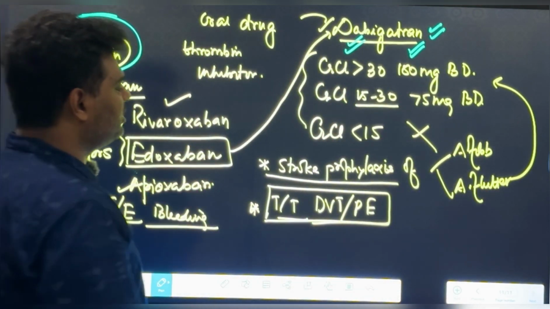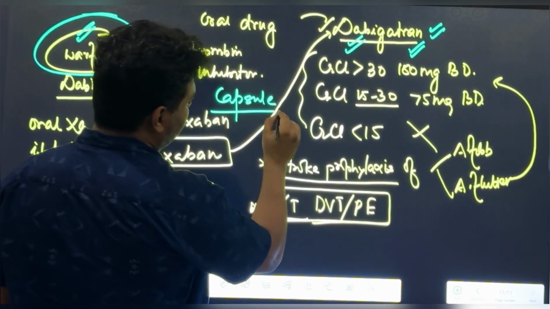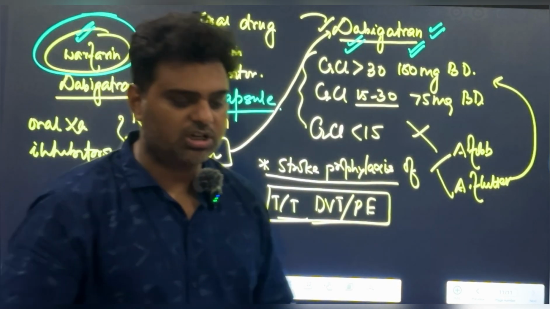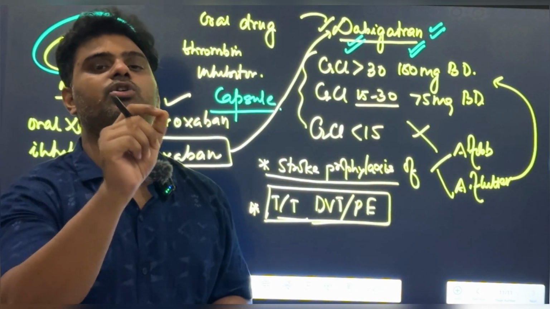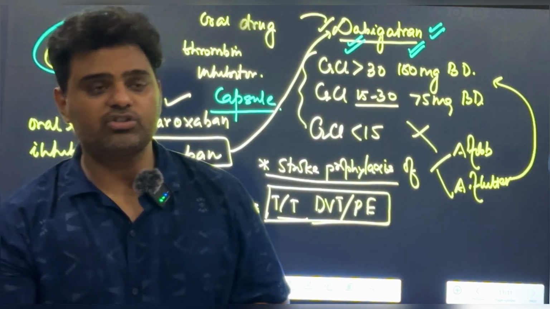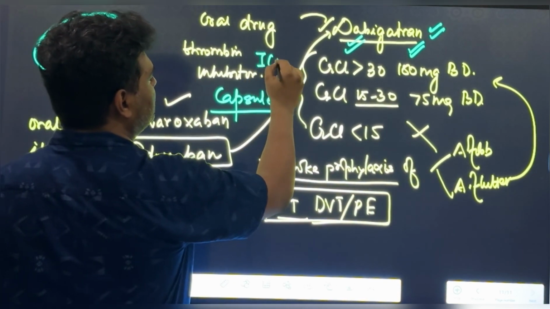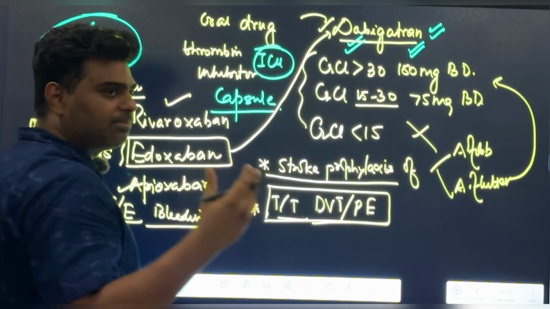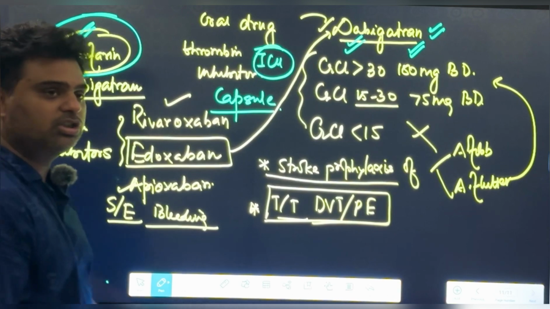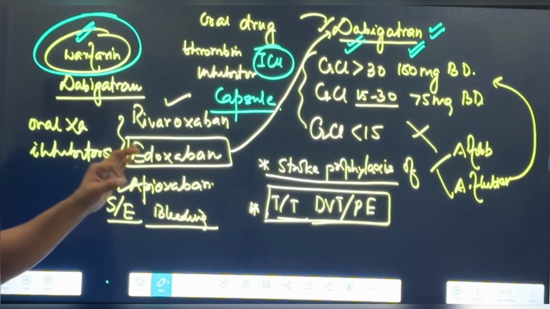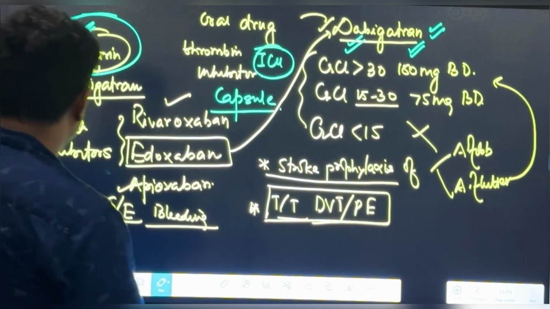Now dabigatran comes as a capsule. Since it comes as a capsule, you cannot break it or crush it and give it to a patient in the ICU who is having a Ryle's tube. So this is one of the problems of dabigatran, that you cannot use it in an ICU patient, because it is a capsule and you have to swallow it as such. It cannot be crushed and given through the Ryle's tube. This is a very important point.